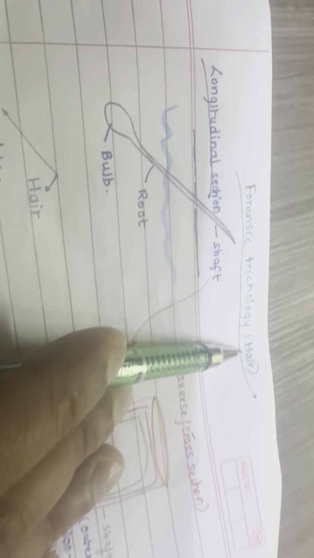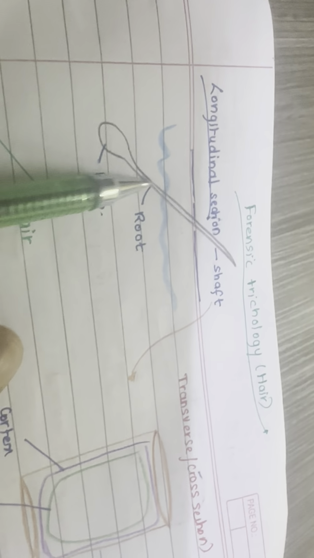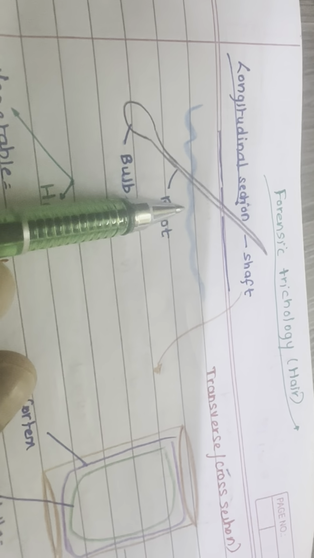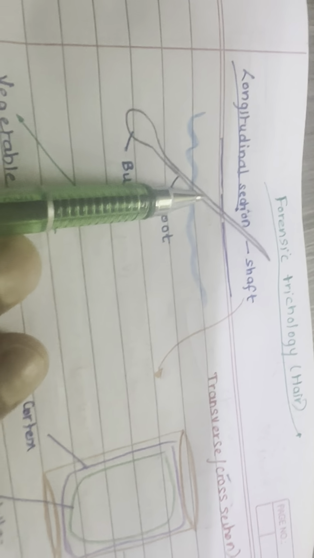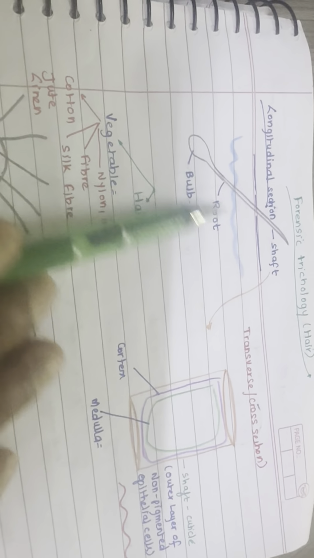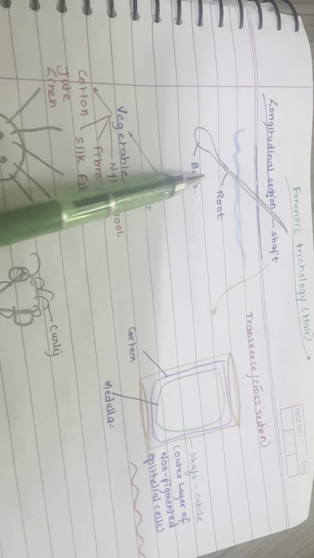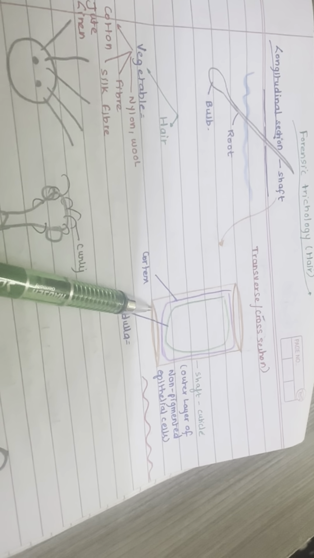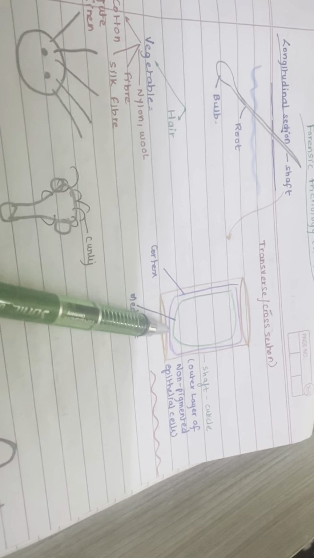Forensic trichology is the study of hair by examining a sample of hair found at a crime scene. We can get the following information. Hair or fiber? Hair has a root, shaft, and tip on microscopy. The shaft consists of the cuticle outer layer, non-pigmented epithelial cells, cortex, and medulla.